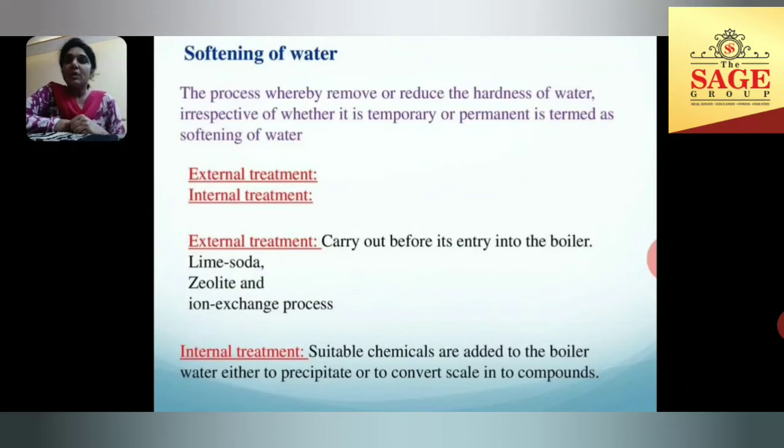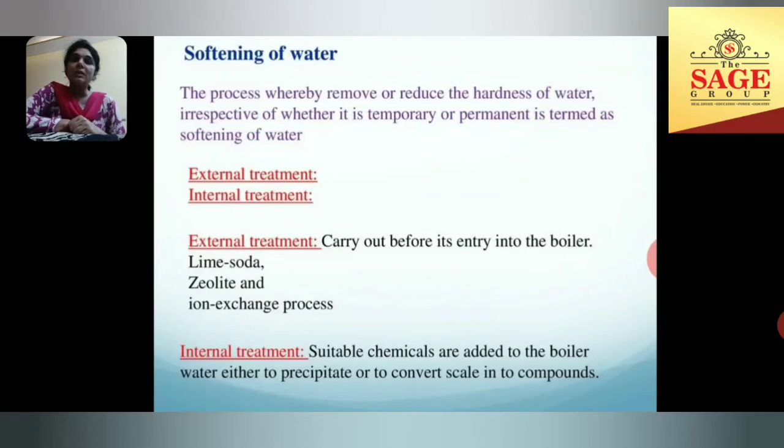So due to this hardness we soften the water. It becomes compulsory for us. If the water is to be used in the boiler, then it has to be softened. In today's class we will be studying the treatments which are used to soften the water. The process of removing or reducing the hardness of water, irrespective of whether the hardness is temporary or permanent, is known as softening.